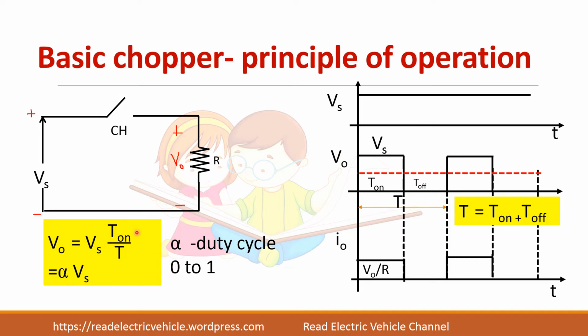But T on by T is called alpha or duty cycle. That is T on by T. T on is the on time of the switch divided by total time period. That is called duty cycle, which is represented by alpha. So V0 is alpha into Vs. So alpha value varies between 0 to 1.